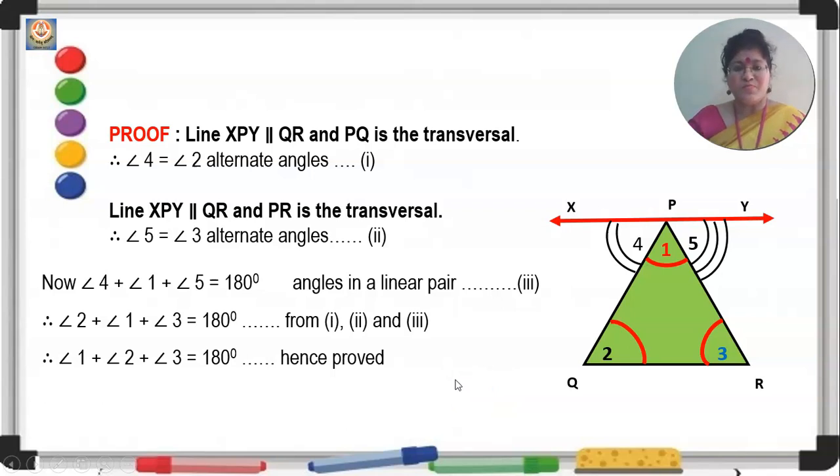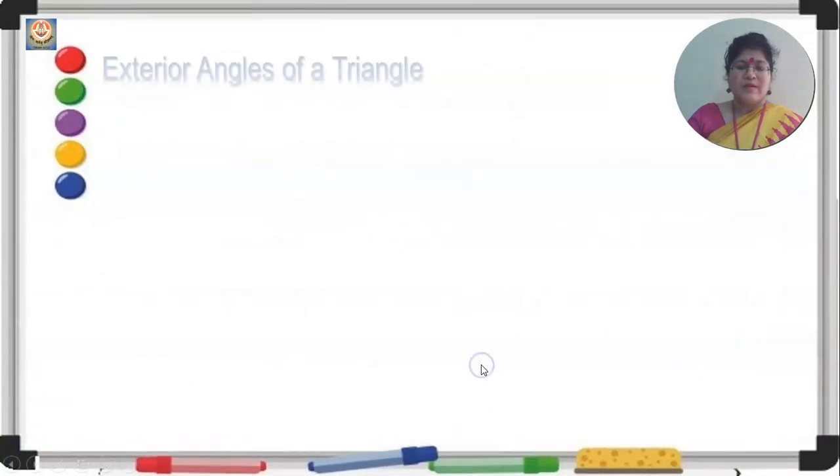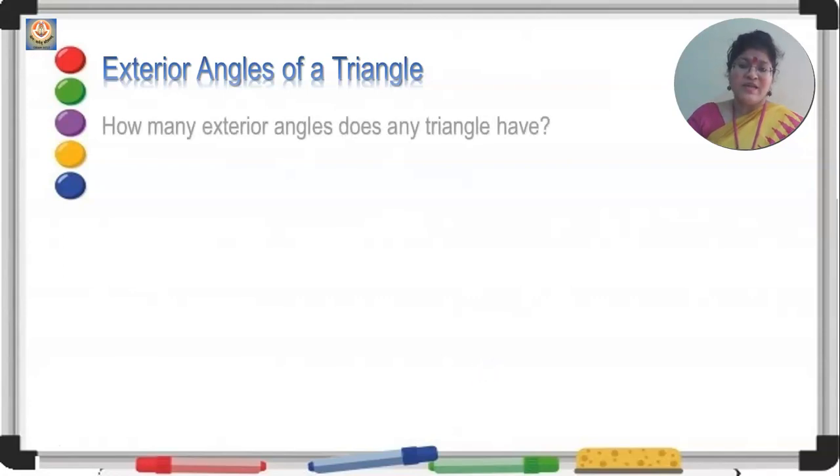Let us look at some important properties that I want you to note down in your book. Exterior angle theorem, properties based on exterior angles. Let us have a look at it. Exterior angles of a triangle. You all are aware of what exterior angles of a triangle are. But my question to you is, how many exterior angles does any triangle have? Is it 6? Is it 9? Is it more than that? Or does a triangle have only 3 exterior angles? Have a look.